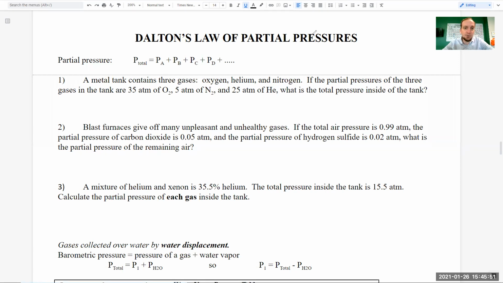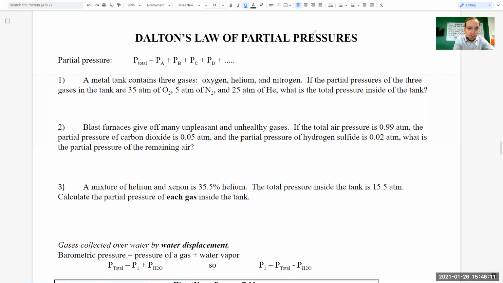So, for example, number one: a metal tank contains three gases. We have oxygen, helium, and nitrogen. If the partial pressures of the three gases in the tank are 35 atmospheres of oxygen, 5 atmospheres of nitrogen, and 25 atmospheres of helium, what is the total pressure? Yes, that really is a question in chemistry.